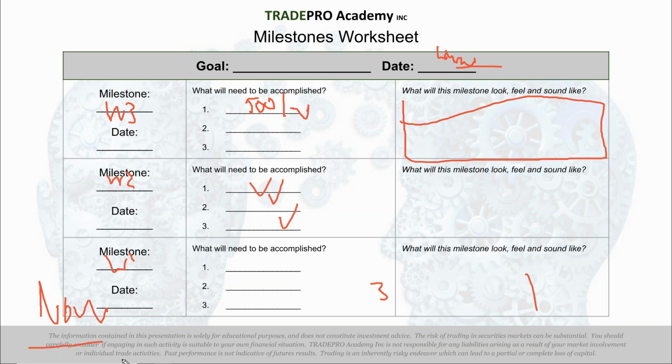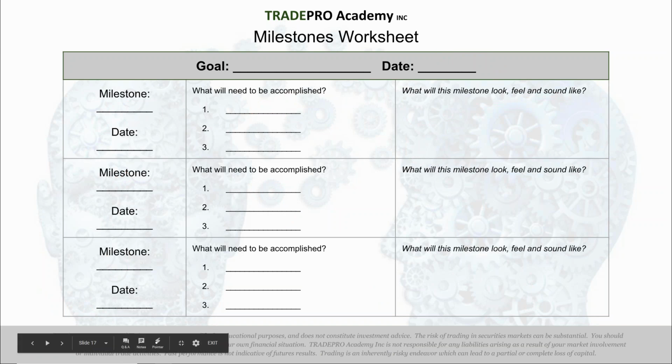This is actually in the PDF. Do you guys want to see where it is?